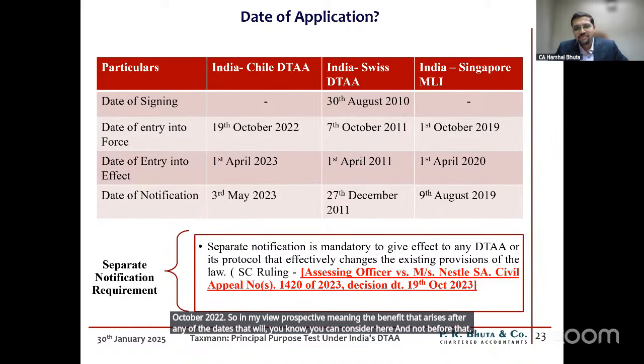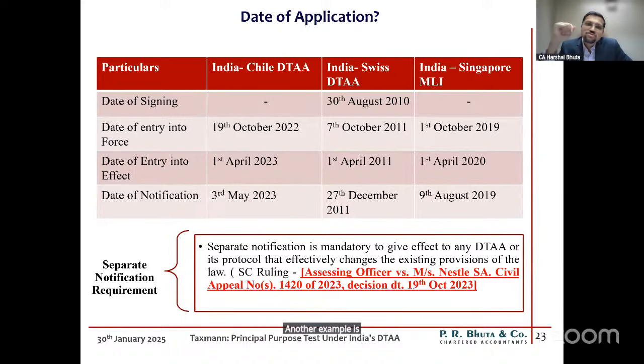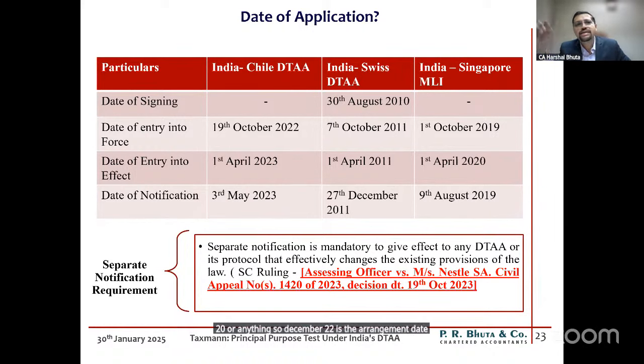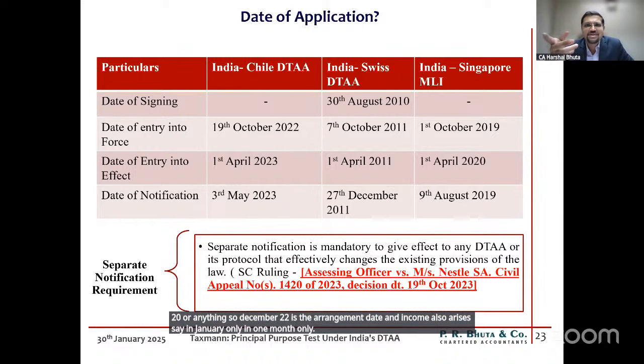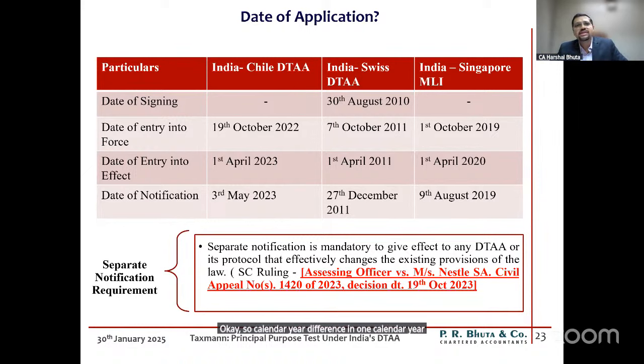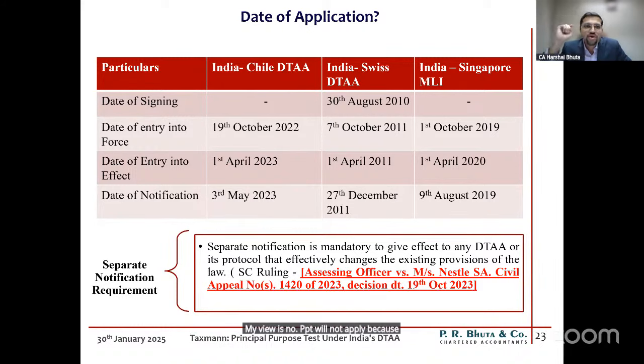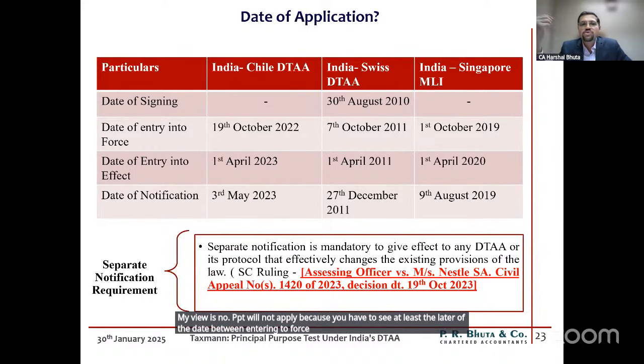Let's take another example. The arrangement has been entered into after 19th October 2022, but before 1st April 2023. So December 22 is the arrangement date, and income also arises, say, in January only, in one month only. So I entered into the arrangement, and in the next calendar year I immediately got the benefit. In that case, will PPT apply? My view is no. PPT will not apply, because you have to see at least the later of the dates between entry into force and the entry into effect.